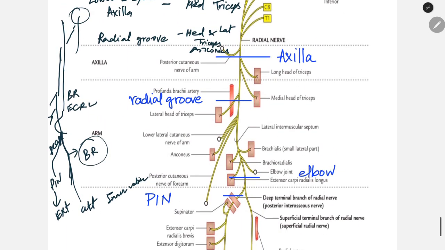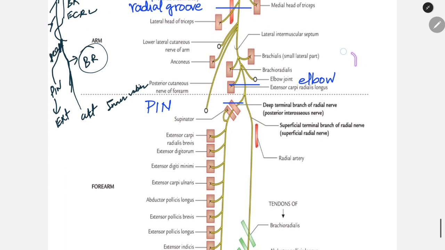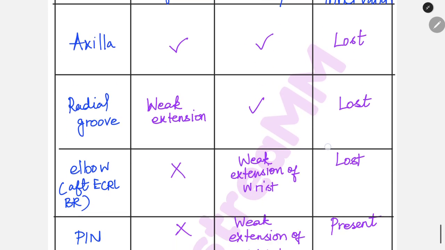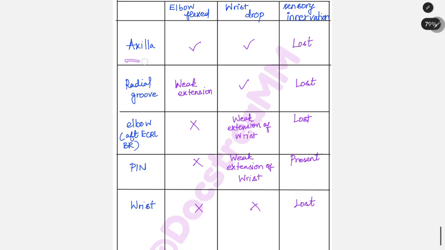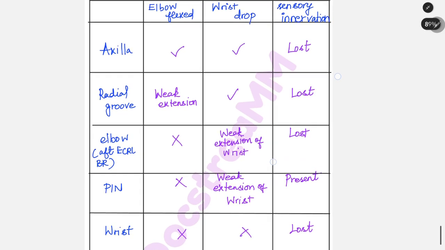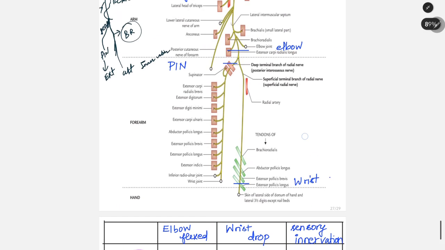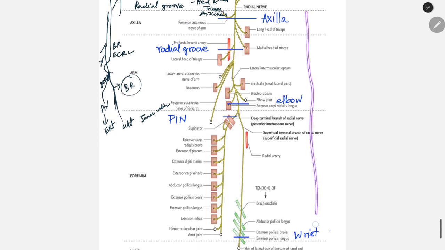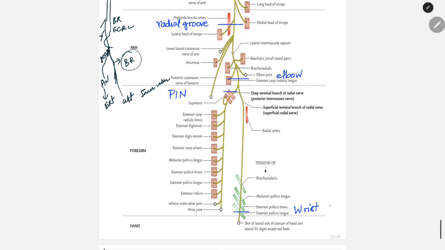So a lesion can take place at the level of axilla, radial groove, elbow or wrist. So you have four things: axilla, radial groove, elbow and wrist. If it is cut off in the axilla itself, the whole supply will be cut off. Everything will be lost.